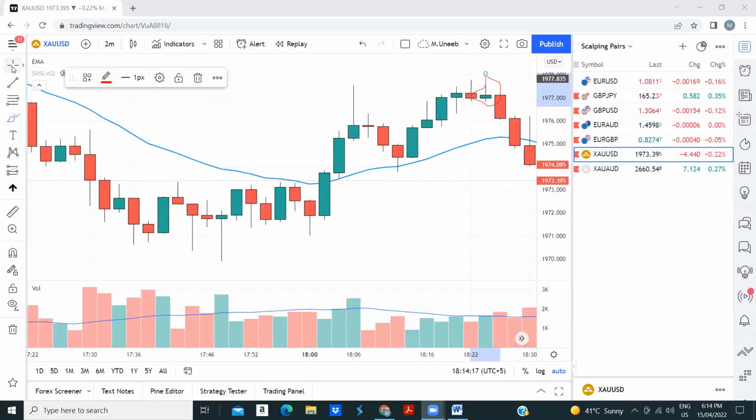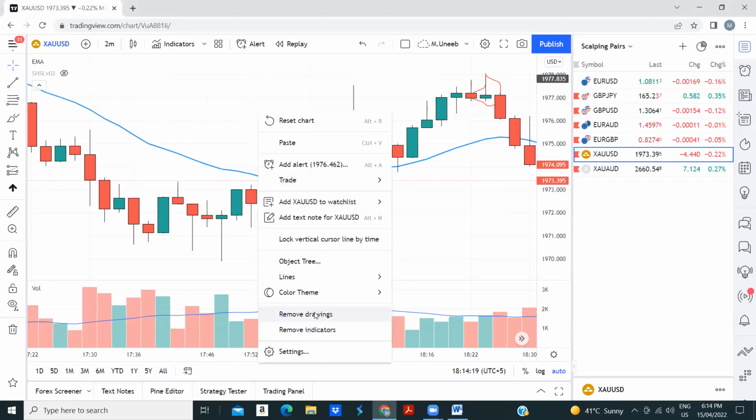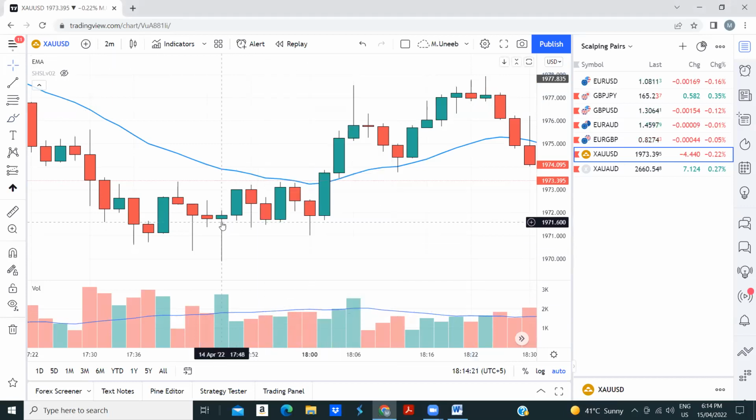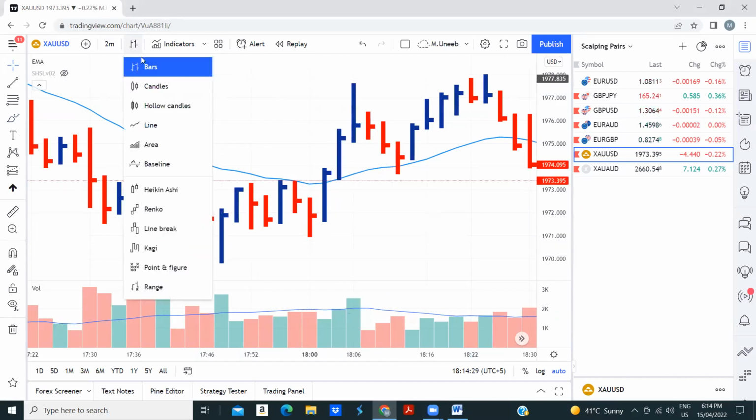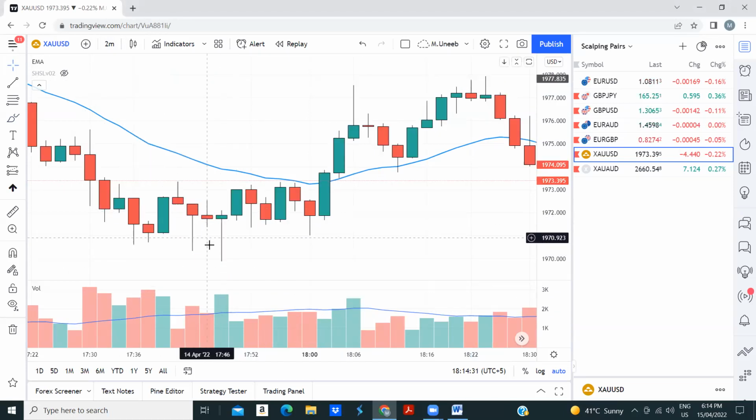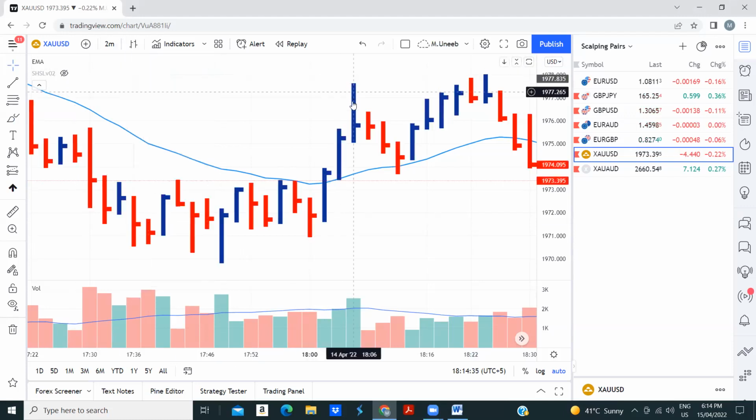For example, if I have to show you here. Now, this one is a key reversal. You can see this one is actually a key reversal. Now, if I go to the bar, you can see there's a key reversal. But if I switch to this one, it will look like a pin bar. This one is a key reversal.